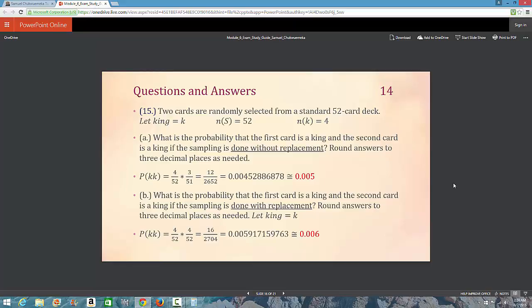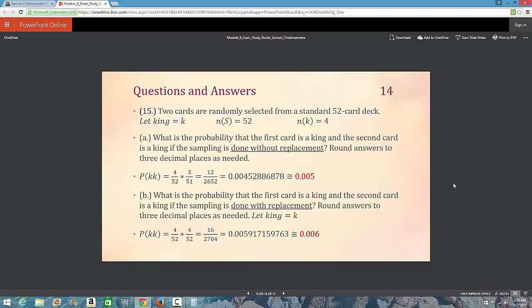A, what is the probability that the first card is a king and the second card is a king if the sampling is done without replacement? So this is a condition of without replacement. Okay, so let's say you have the 52 cards in a container. You close your eyes, you pick a card. Let's say you picked a king. The probability of picking a king the first time is 4 over 52 because you have 4 kings in the 52 card deck.